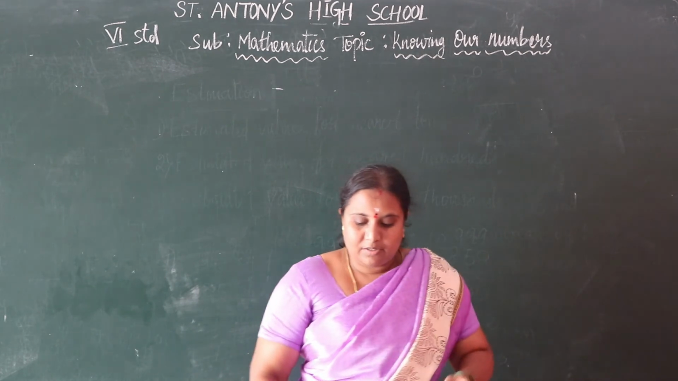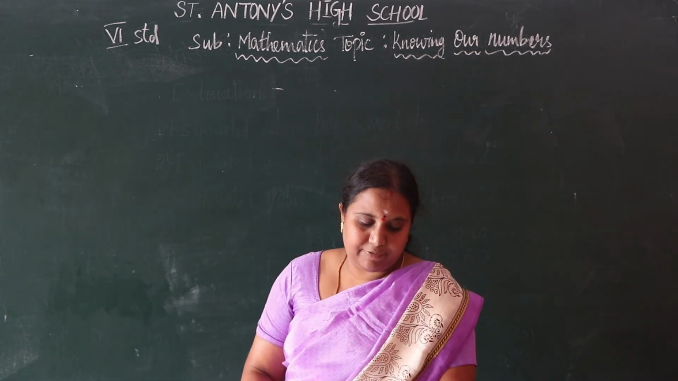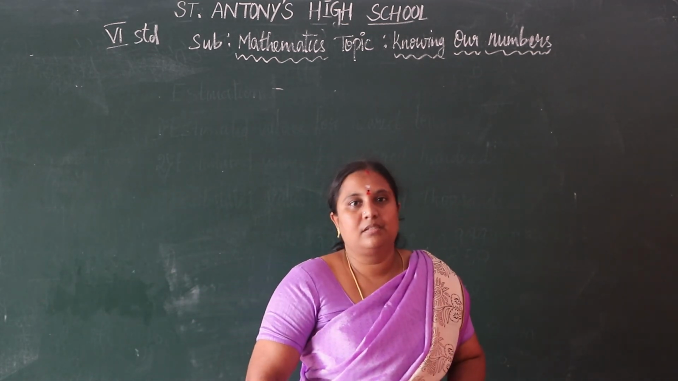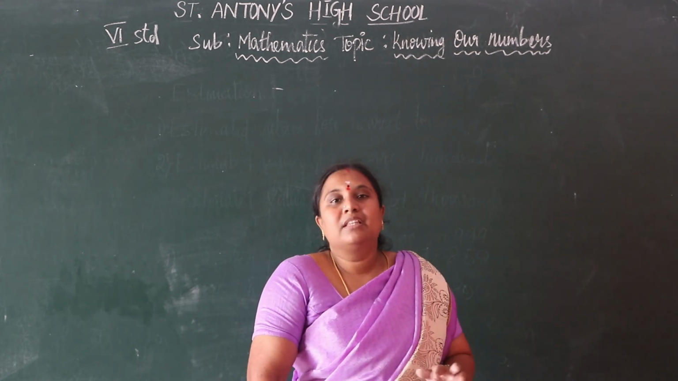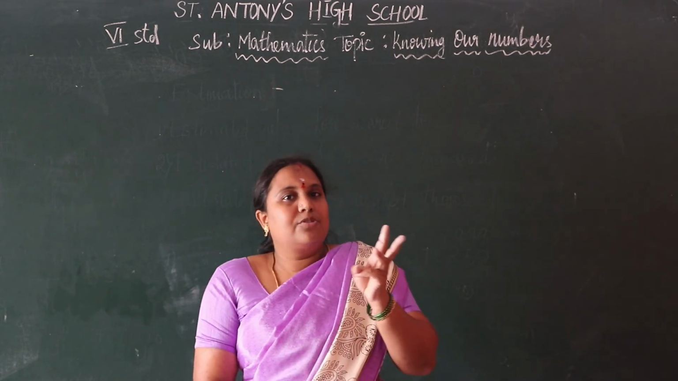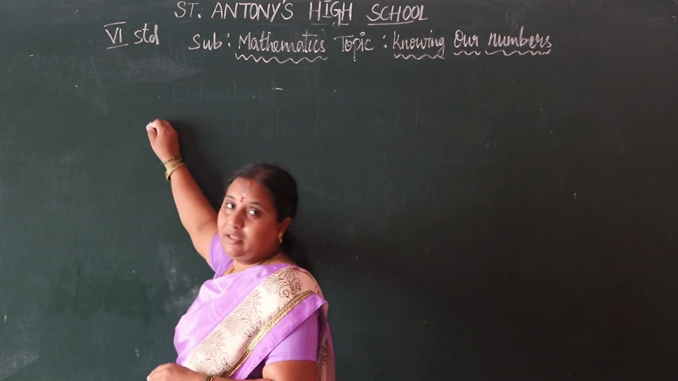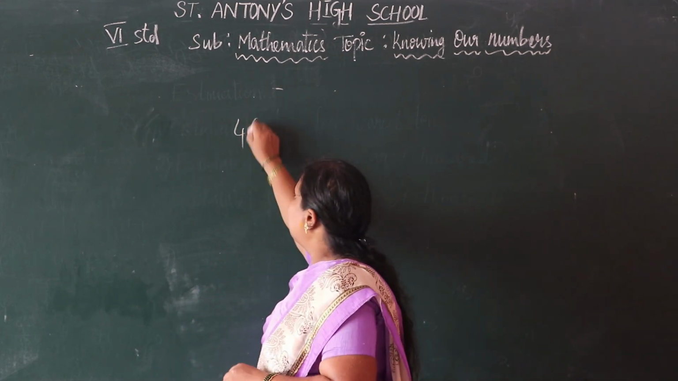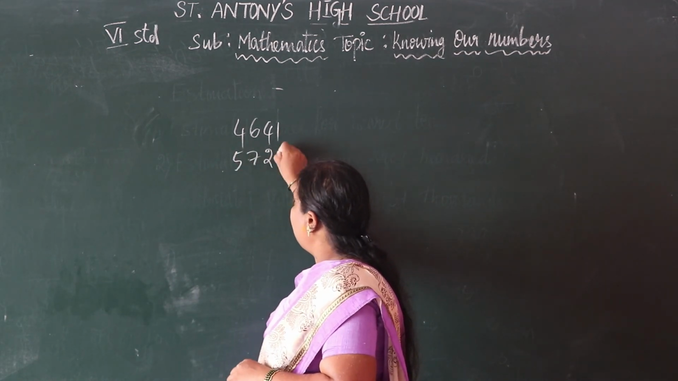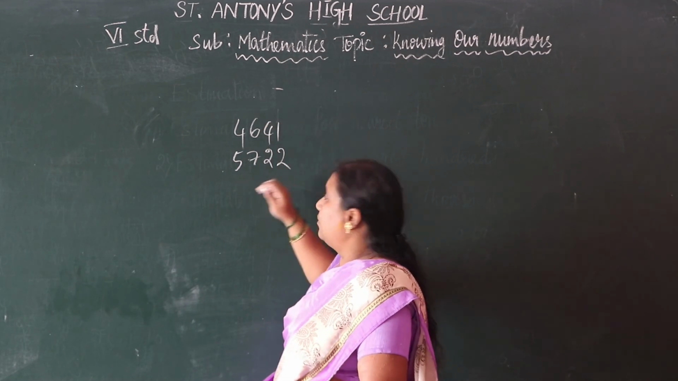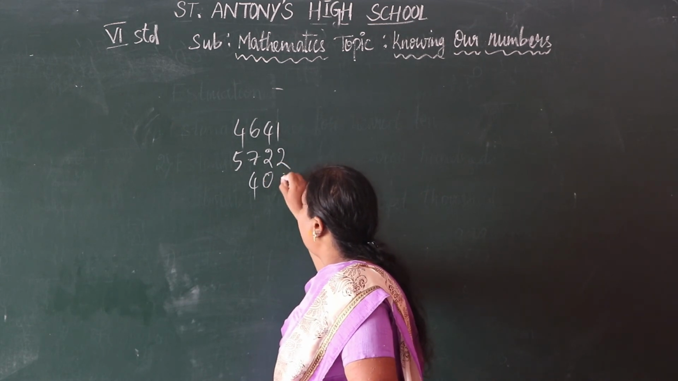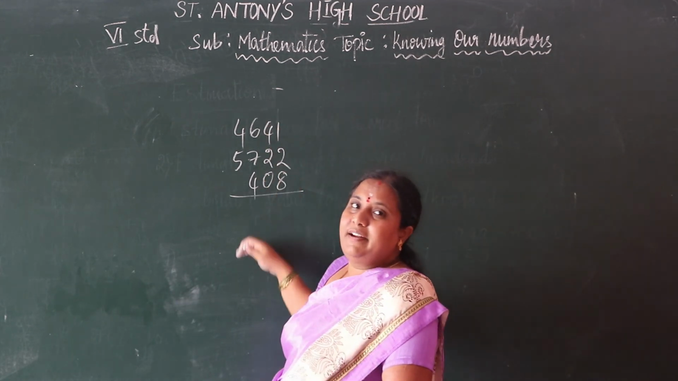See here it is given. So estimated sum or difference. The first step of sum or difference is to round the numbers. I told you now that we are taking 2 or 3 things anywhere in shops. See the example: 4,641 and 5,722, like this. And another thing we are taking, that is 408. We are not calculating exactly like this.